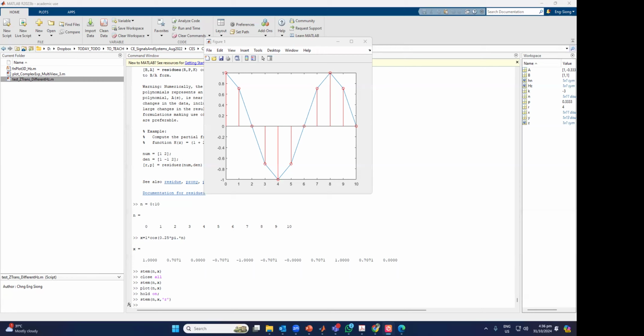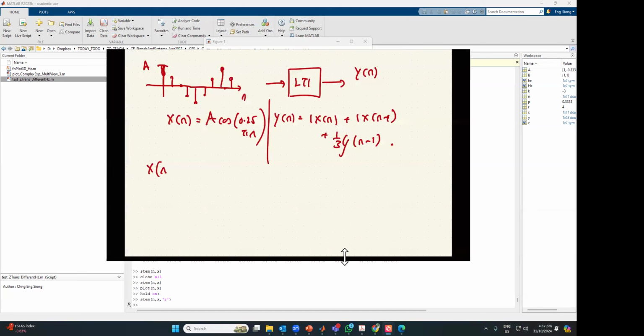So the question is, when does x of n plus big N equal x of small n? What is big N? Anybody?